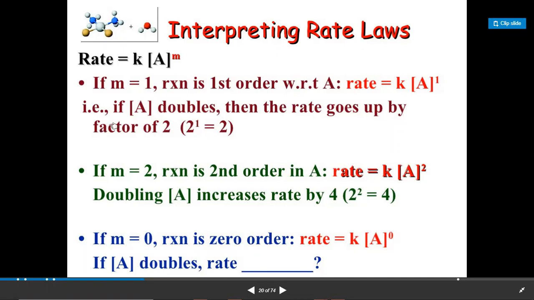Got it? Here, in a first order reaction, if you double the concentration of reactants, then the rate of reaction is also doubled. Why? Because 2 power 1, 3 power 1, 4 power 1 follows power 1, and in the second order case, power 2.